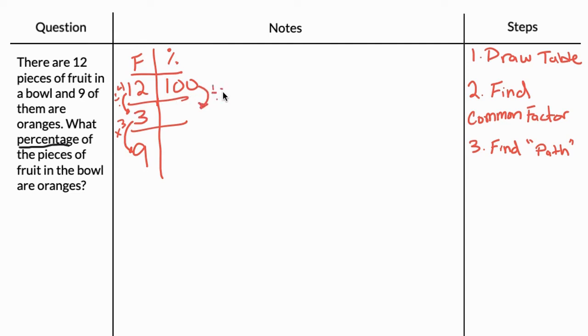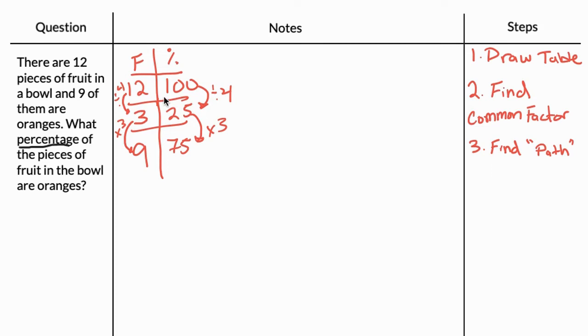We're first going to be dividing by 4. 100 divided by 4 we know is 25. Then we're doing the same thing that we did on this side, so we're multiplying it by 3. 25 times 3 gives us 75, which tells us that 9 oranges is 75% of the total number of fruit.